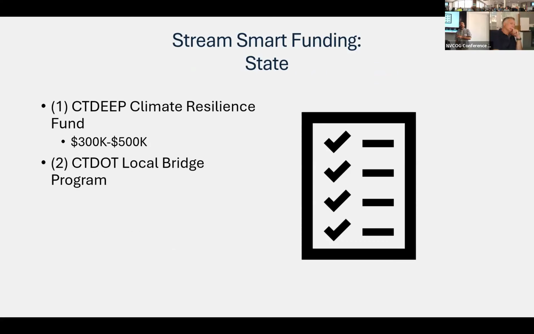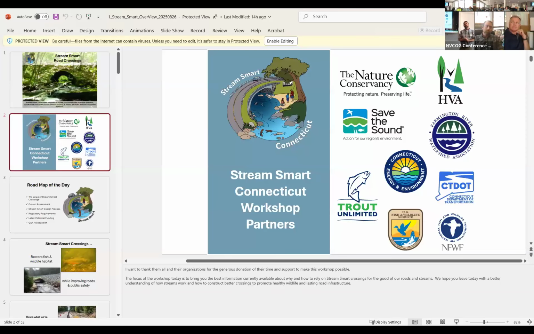And then we have state level too. So state has two programs right now: the Climate Resilience Fund and the local bridge. So DEEP's Climate Resilience Fund and DOT's local bridge program. So that is all I had. So I think I'm under time. So I got plenty of time for questions if you wanted to discuss anything, or otherwise move on.